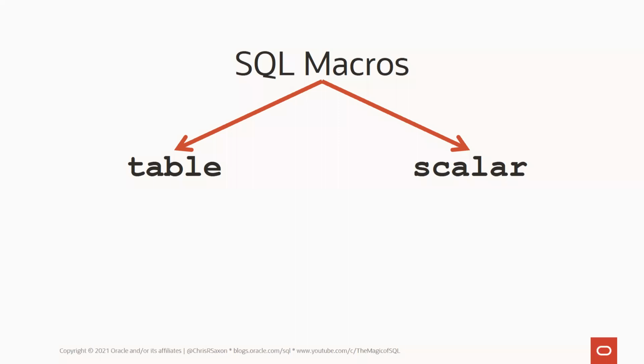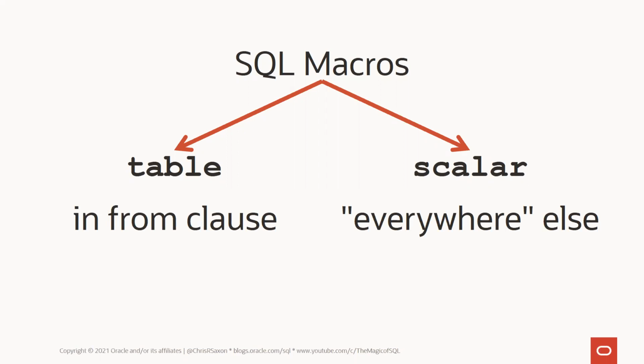Well, they come in two types, table and scalar. Table macros are ones that exist in the from clause. So you use those instead of a real table or a view or a pipelined table function, that kind of thing. They belong in the from clause. Scalar macros are ones you can use basically everywhere else in your SQL statement. Everywhere else it's legal to use a PLSQL function. So the select clause, the where clause, group by, order by, and so on and so forth.